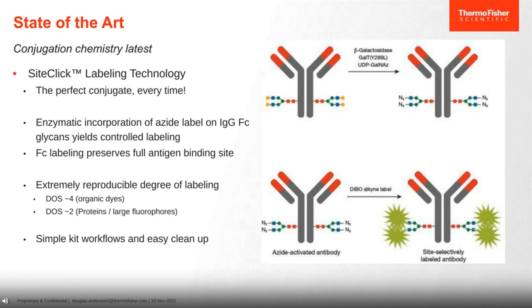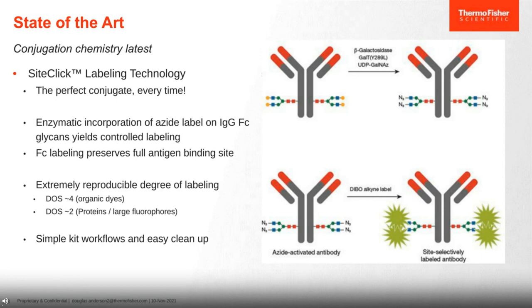And why this is so great is not only does it always modify these glycans on the Fc domain, which preserves the integrity of the binding sites, this also gives you complete control over the degree of labeling. So how many fluorophores per antibody do you have? Because these glycans are fixed between IgGs and IgAs and IgEs, there's always 4 of these labeling sites. So if you're using a small organic dye, such as the Alexa Fluors, you'll typically get a degree of labeling of 4 every single time, which gives you exceptional reproducibility between batches of antibody.